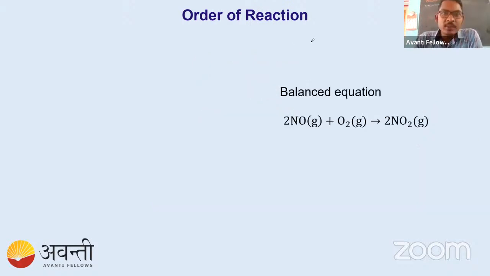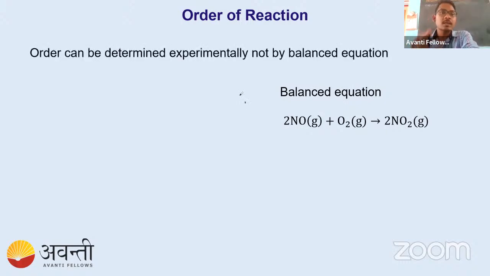Now let's see whether we can find the order if we are given any reaction. For example, you are given this reaction: 2NO reacts with oxygen and gives 2 moles of NO2. In that case, what is the order of this reaction? Can we find out? Just remember, you cannot find the order by merely seeing a reaction, because the order is an experimental value.